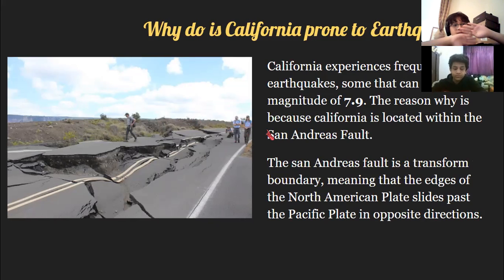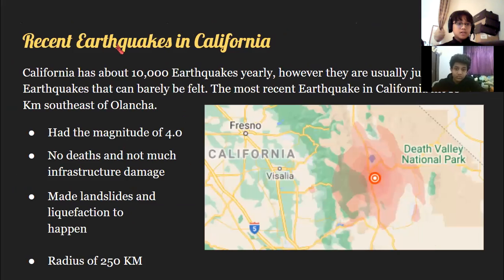So it just slides past, and of course, it doesn't slide past smoothly. It's rough, as you can see in the picture. The roads are getting destroyed just like this. Imagine in the city. One example is the most recent one, which doesn't have a name.